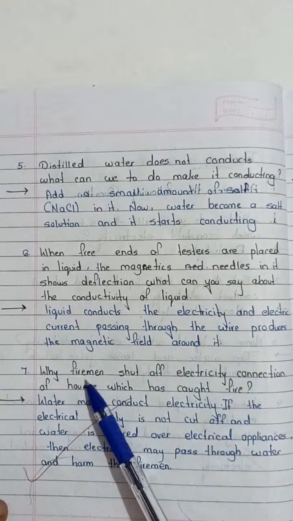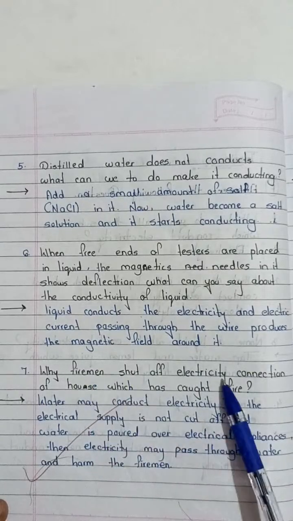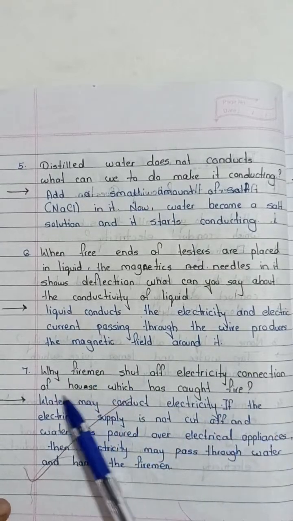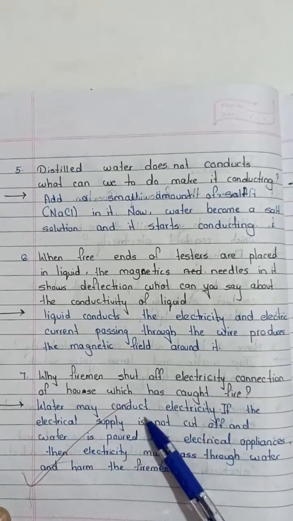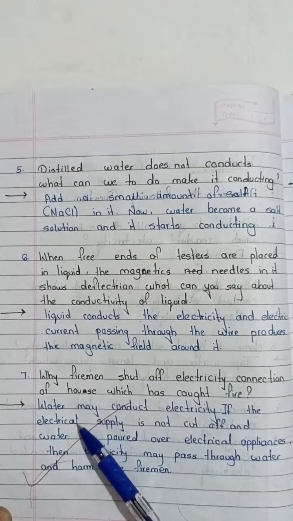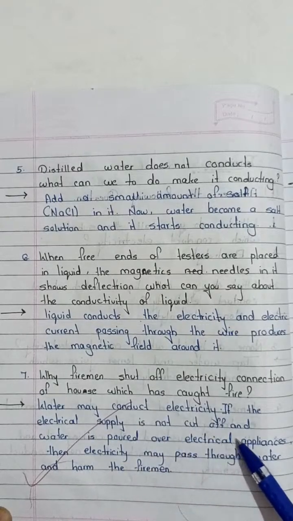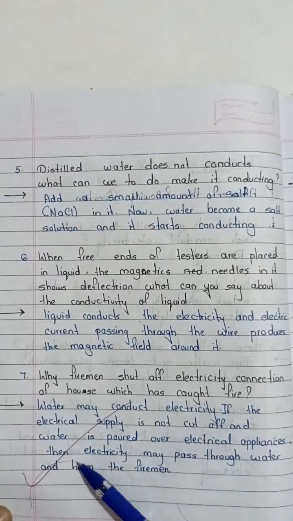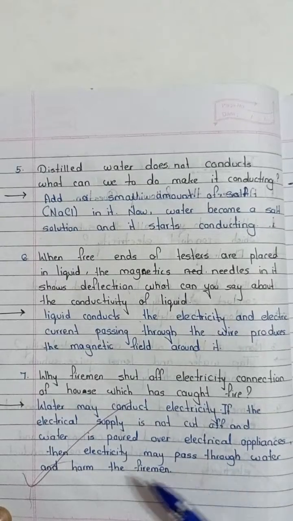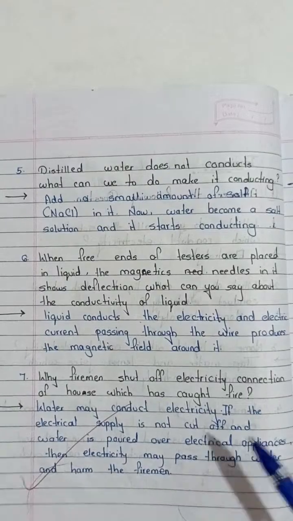7. Why do firemen shut off the electricity connection of a house which has caught fire? Water may conduct electricity. If the electric supply is not cut off and water is poured over the electric appliances, then electricity can pass through the water and harm the fireman.